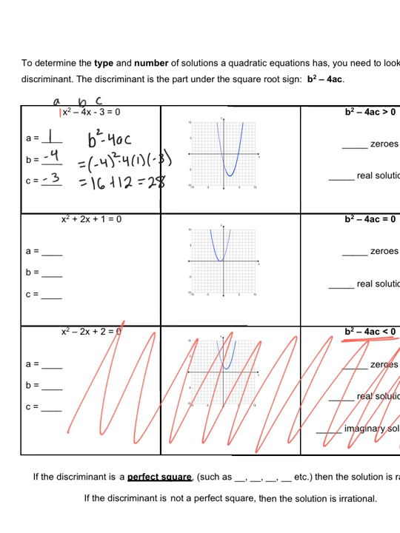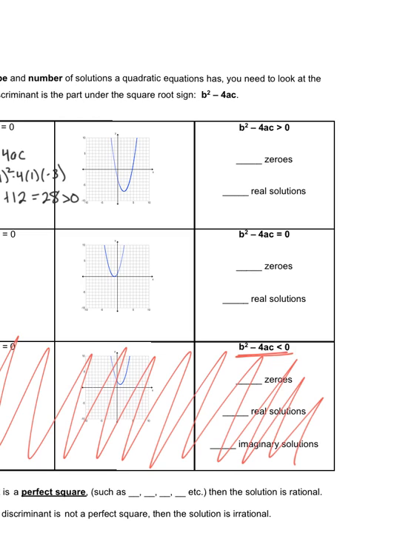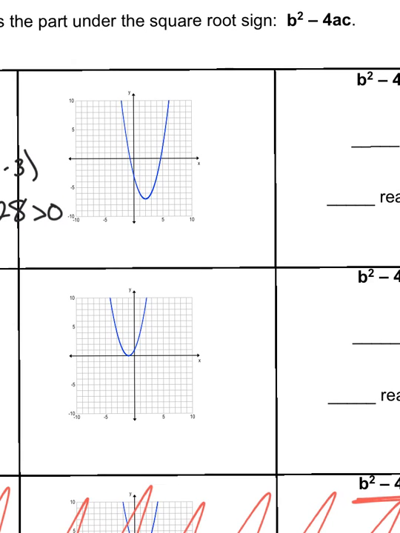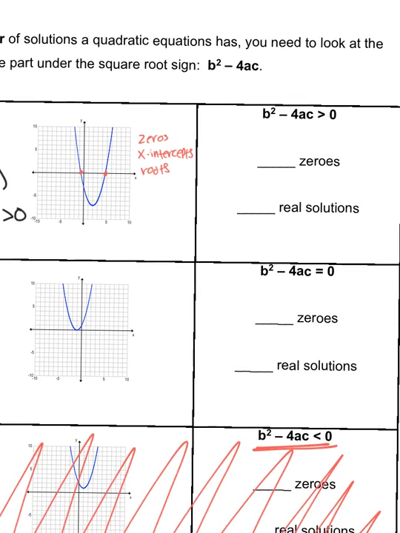So this value is bigger than 0. So over here where it says b squared minus 4ac is bigger than 0, that's the situation that we're in. So if you look at your graph here, we've got 1, 2. These are called zeros. You could also call them x-intercepts, or you could call them roots. So where it says zeros, I have 2 of them.